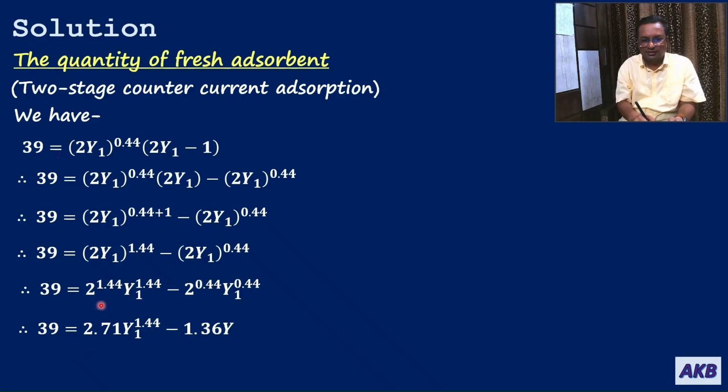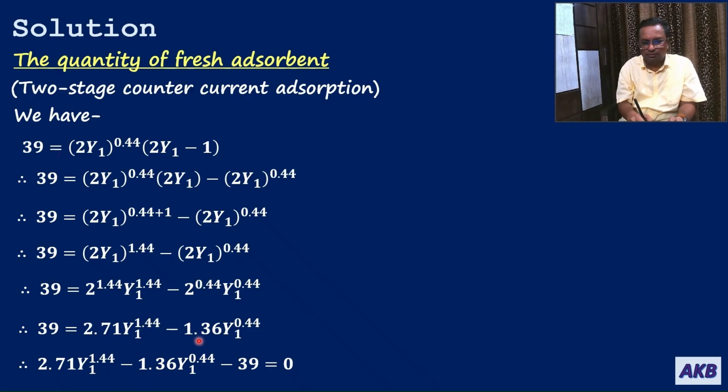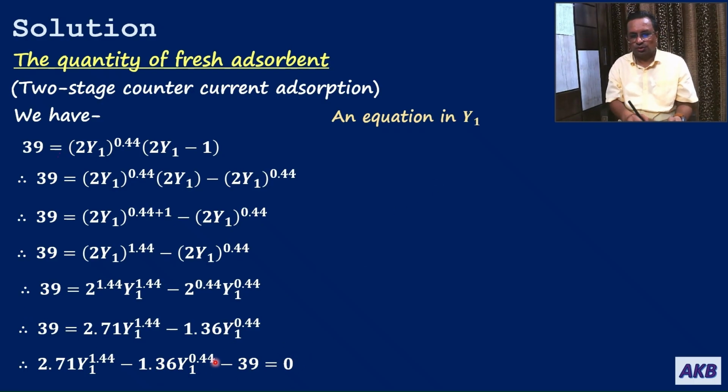That is 39. 2 raised to 1.44 is 2.71, so 2.71 into Y1 raised to 1.44, minus 2 raised to 0.44, which is 1.36, so 1.36 into Y1 raised to 0.44. Then I have rearranged it this way: 2.71 into Y1 raised to 1.44 minus 1.36 into Y1 raised to 0.44 minus 39 is equal to 0. So we have an equation in capital Y1 and we are supposed to solve it to get Y1.